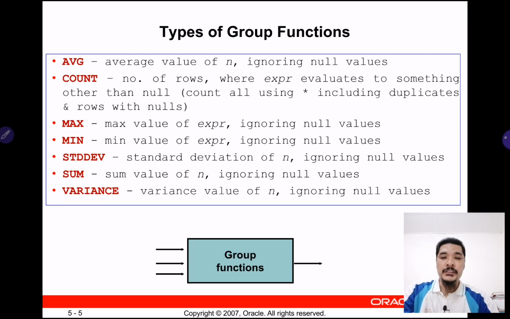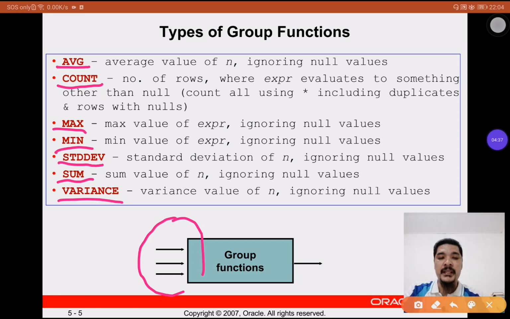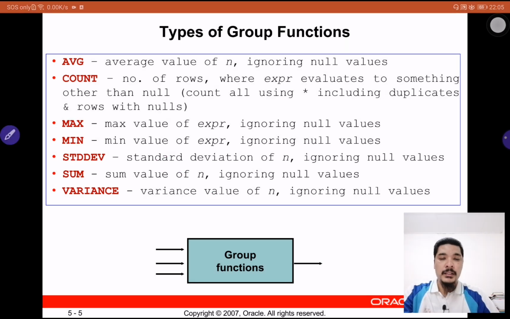These are the types of group functions for these lessons. We have average, count, max, min, standard deviation, sum, and also variance. Like the previous slide, this considers a set of rows, so many rows as an input to this group function, and it will produce only one result. Number 1, average.